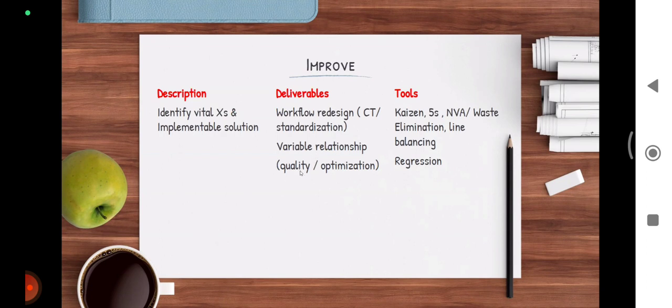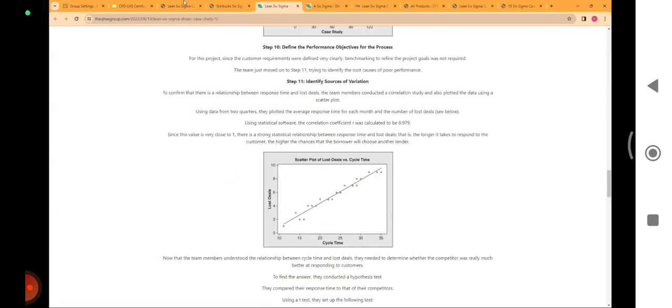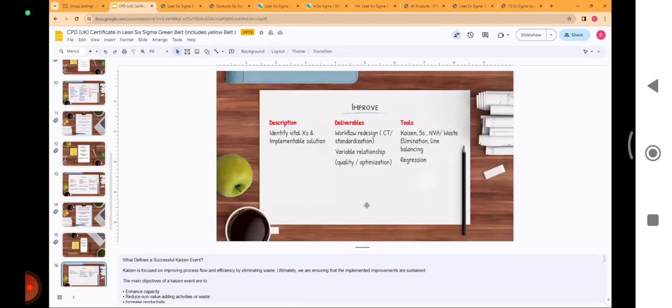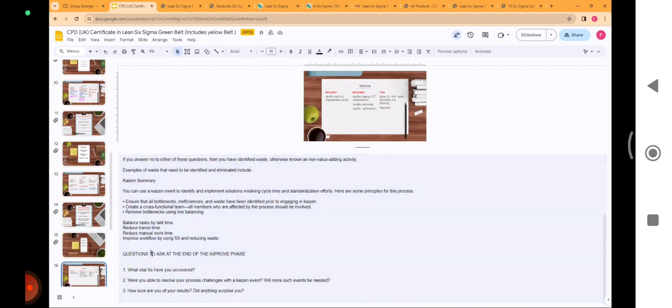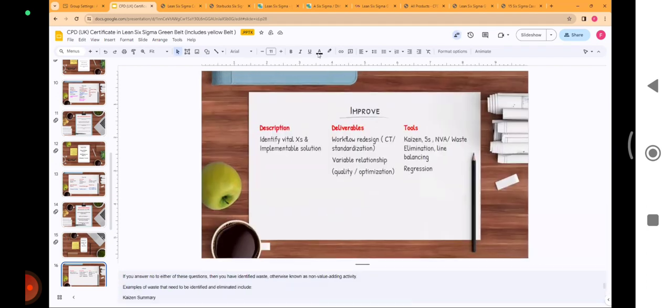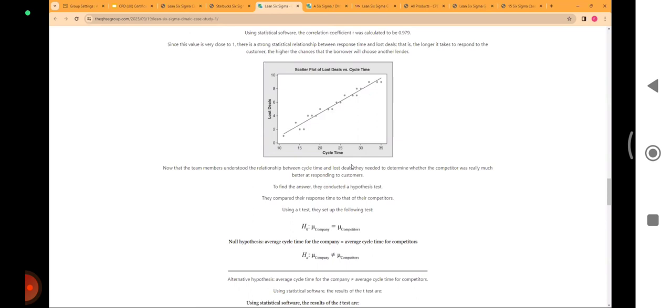If we are working on quality and optimization, we need to establish variable relationships, and we use Six Sigma tools like regression. Okay, so let me show you actually how this was done. Of course, here, all of what you have to do with this information, you basically have to come over here, and then you start with these questions. So these questions are going to give you something like this.